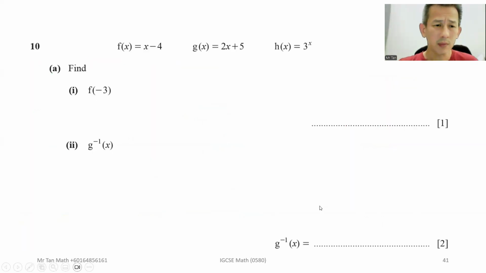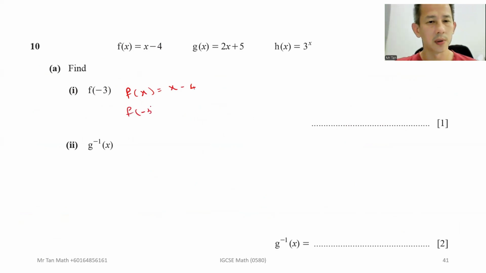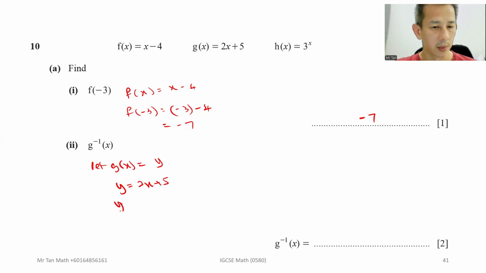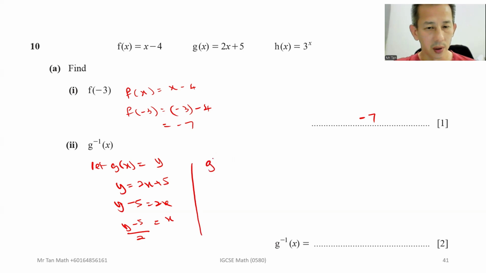Number 10. Find f(-3). Just substitute the -3 into f(x). f(x) equals x minus 4. So f(-3) equals -3 minus 4, okay, minus 7. Inverse of g(x): first you let g(x) equal to y. So y equals 2x plus 5. y minus 5 equals 2x. So x equals (y minus 5) over 2. Therefore, the inverse of g is equal to (x minus 5) over 2.